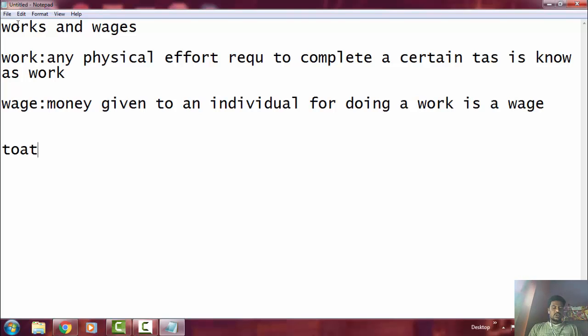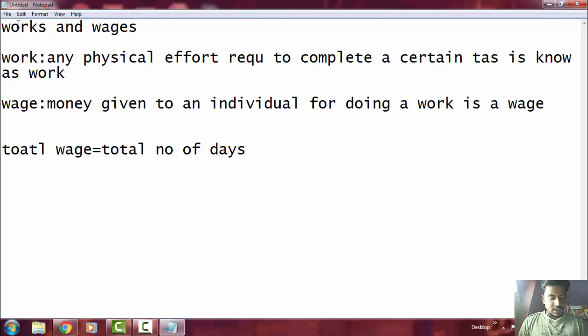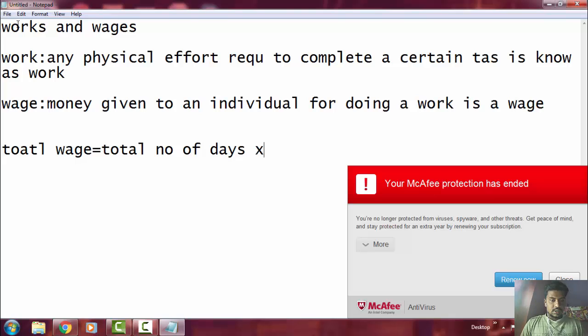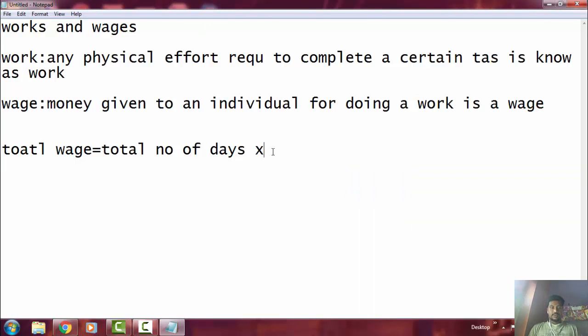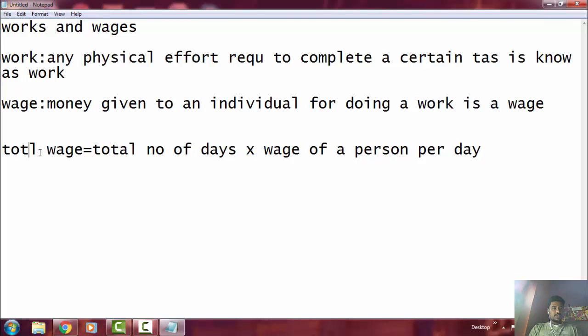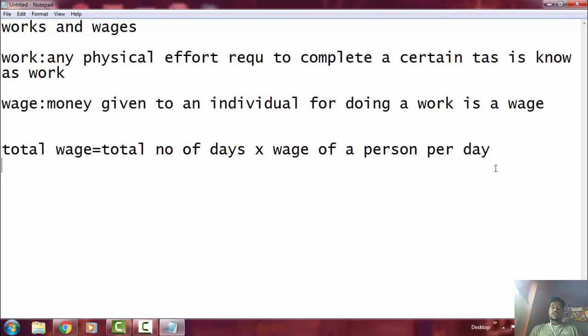What is the total wage? Total wage is equal to the total number of days he worked into the wage of a person per day. Okay, this is the concept of wage. Guys, please don't look at my spellings over here. I am interested in giving the concept, not the spellings.